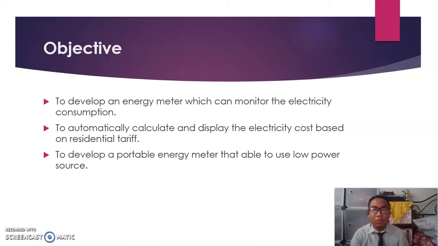The objective for this project is to develop an energy meter which can monitor the electricity consumption. Second, to automatically calculate and display the electricity cost based on the residential tariff. Third, to develop a portable energy meter able to use raw power source.